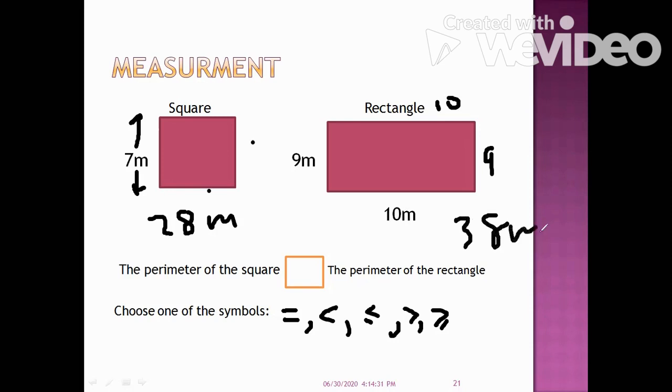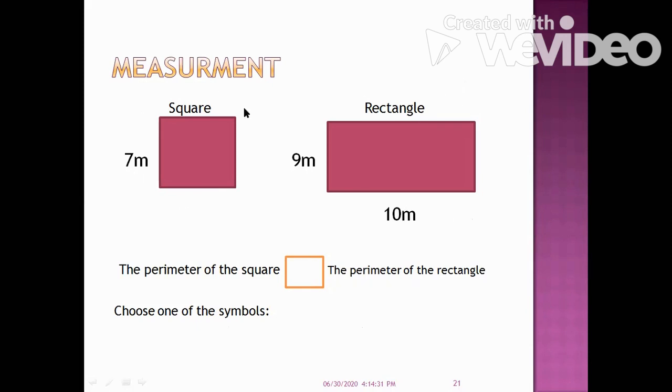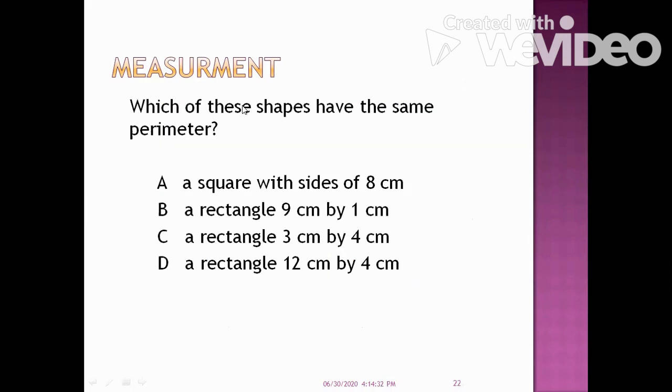Alright, so what do you notice? The rectangle is a big rectangle, not true? So the perimeter of the square is less than the perimeter of the rectangle. Alright? Because the perimeter of the square is 28, the perimeter of the rectangle is 38. 28 is less than 38. Right? It's not equal to it, it's not more than. Alright, so working on fine here, moving smoothly.